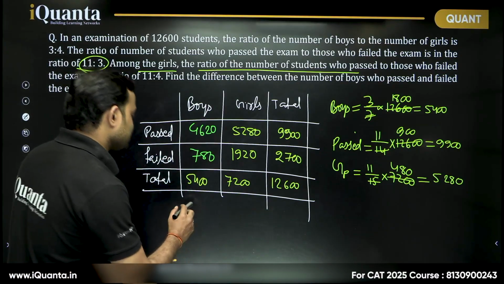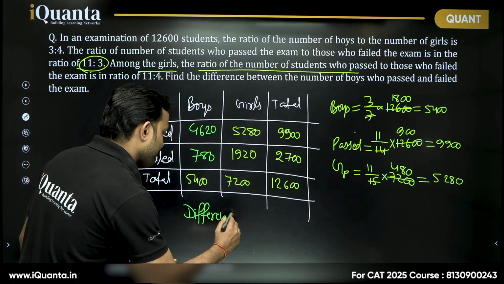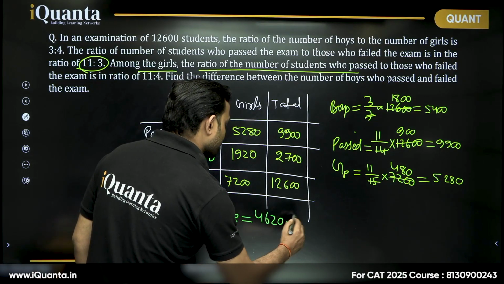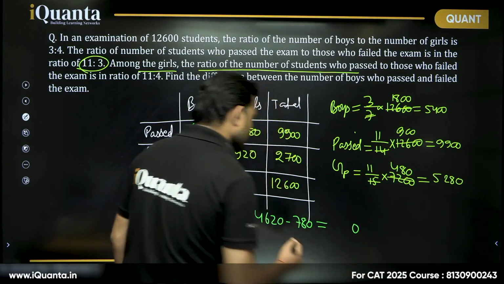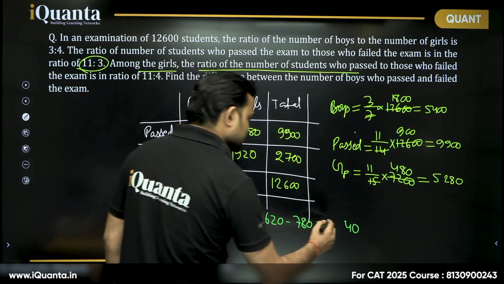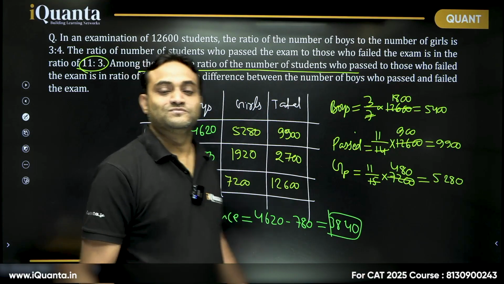So the difference that we are looking for is equal to 4620 minus 780, which will be equal to 0. 12 minus 8 is 4. Then 45 minus 7 is 38. 3840. That is your answer.